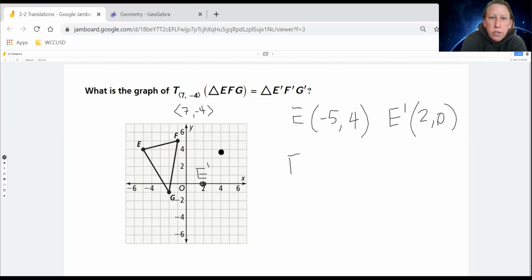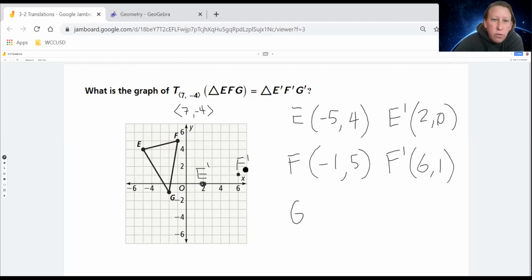Okay. The original F was at (-1, 5). The new F is 1, 2, 3, 4, 5, 6, 7, and 1, 2, 3, 4. That's what <7, -4> means, if it has the little pointy sides on it. It's at (6, 1). Now, could you do this without a graph?